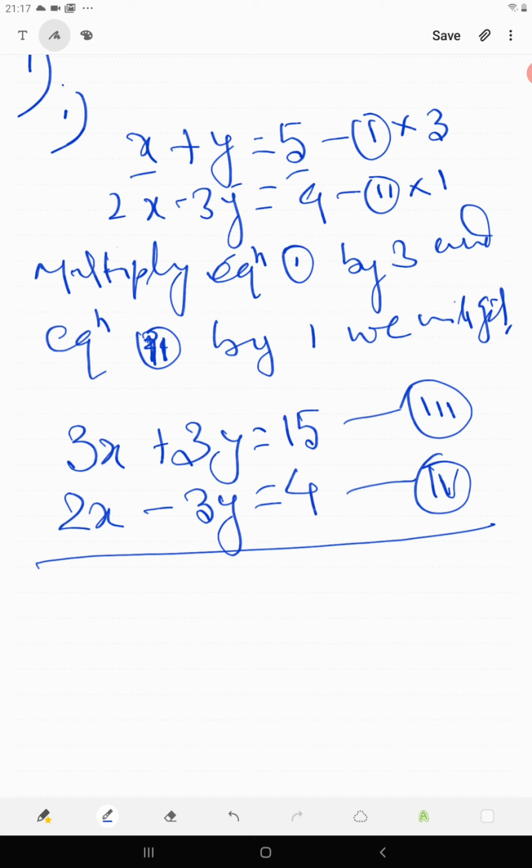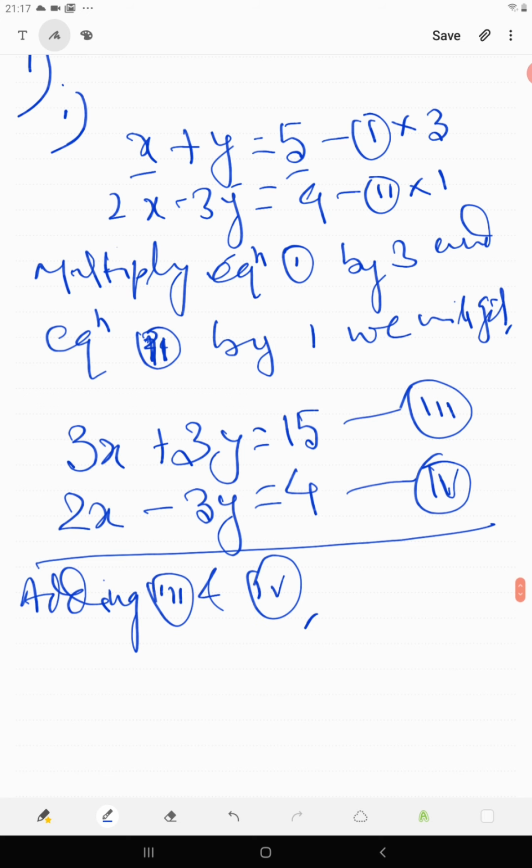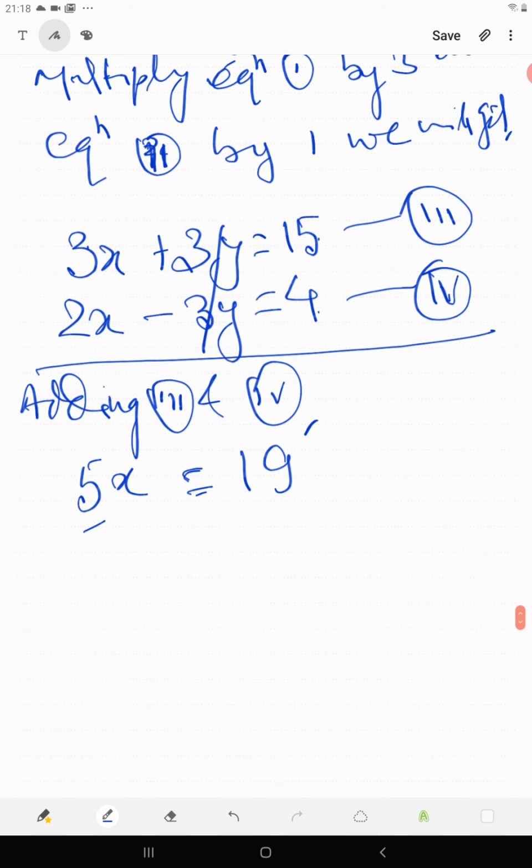So adding equations 3 and 4. I showed you in the previous one where I subtracted, but here since the signs are already opposite in nature, we add. What will we get? The 3y and minus 3y cancel out. We get 5x equals 15 plus 4, because 3x plus 2x is 5x. Then 15 plus 4 is 19. So we get x equals 19 by 5.